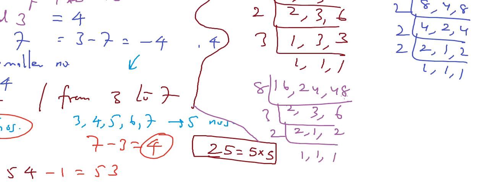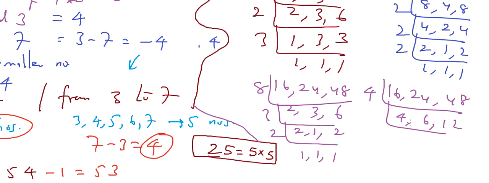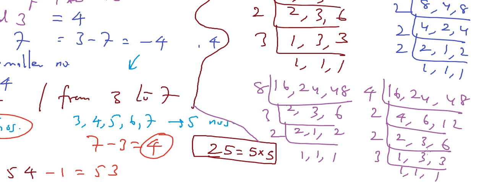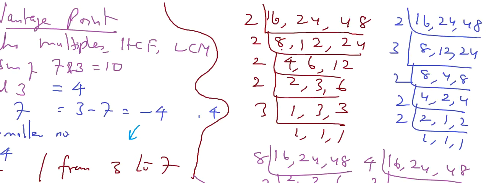You can do it this way also, or you can divide by 4 here. Then you get 4, 6, 12, and divide by 2: 2, 3, 6. Now divide by 2... sorry, by 3: 1, 1, 1. Now we have divided in different ways.